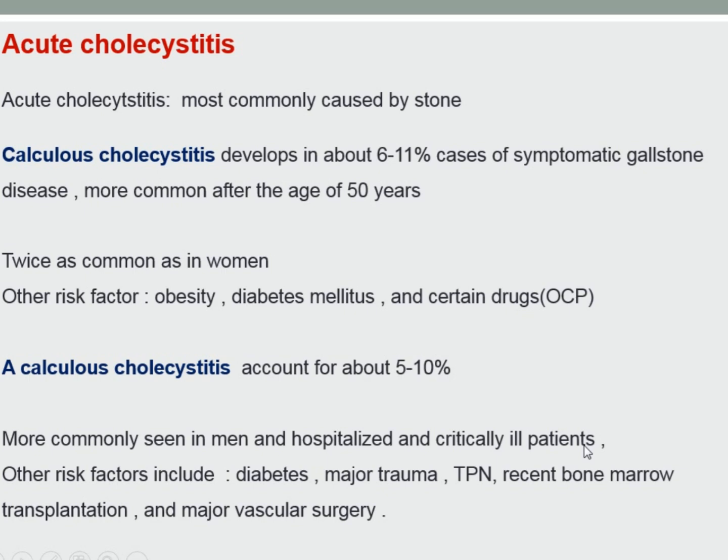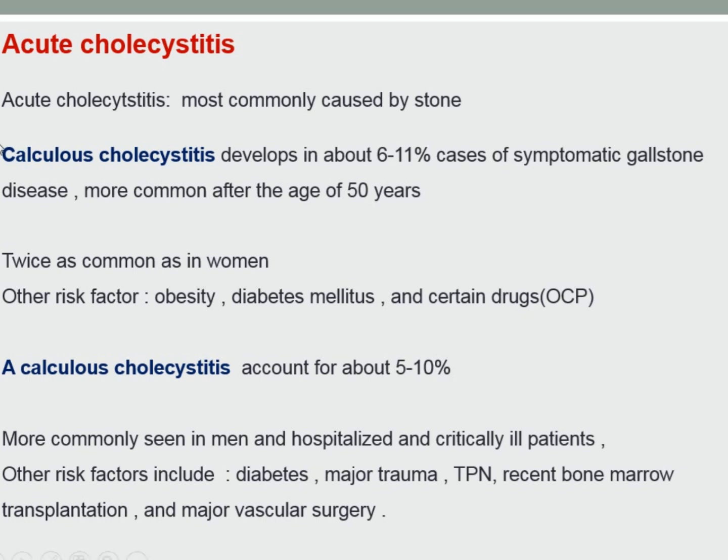Acute cholecystitis is most commonly caused by a stone, which in this case is called calculus cholecystitis, and it develops in 6 to 11% of cases of symptomatic gallstones, and is more common after the age of 50. It's twice as common in females, but if it happens in males, it's more severe. Other risk factors for calculus cholecystitis include obesity, diabetes, and certain drugs, like oral contraceptive pills or hormone replacement therapy. Acalculous cholecystitis accounts for only about 5 to 10% of patients with acute cholecystitis.